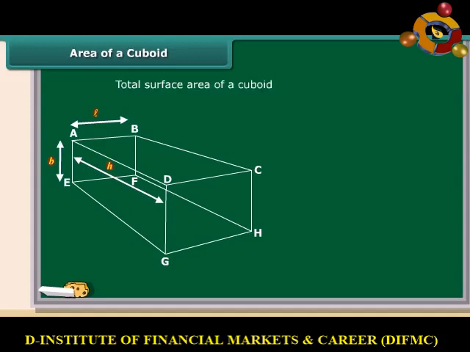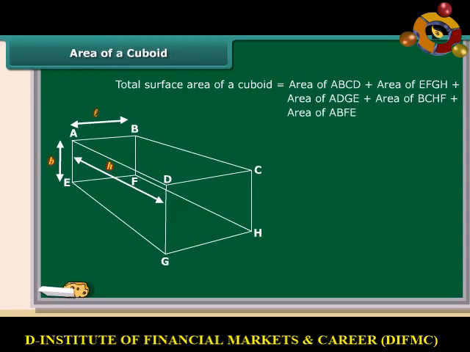Then the total surface area of the cuboid is equal to the sum of the areas of the 6 faces ABCD, EFGH, ADGE, BCHF, ABFE, and DCHG, which is lh plus lh plus bh plus bh plus lb plus lb. Therefore, the total surface area of a cuboid is equal to 2 into (lb plus bh plus hl).